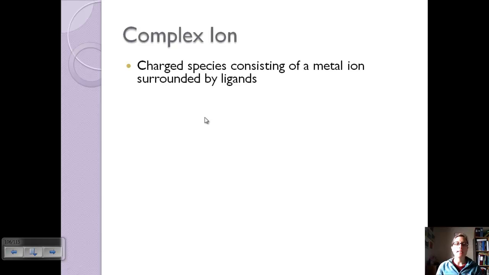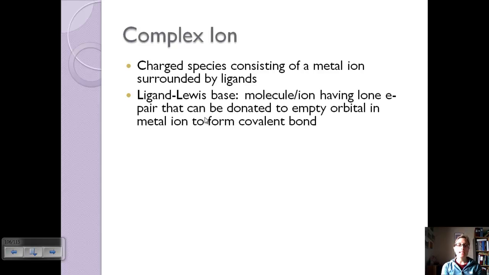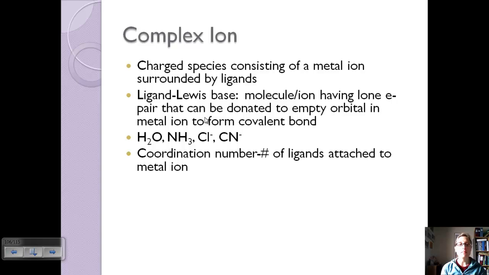Alright, so a complex ion is a charged species consisting of a metal ion surrounded by what are called ligands. And a ligand is a Lewis base, so it's a molecular ion having one lone electron pair that can be donated to an empty orbital in the metal ion, thus forming a covalent bond. Some examples are water, NH3, the Cl- ion, and the cyanide ion.